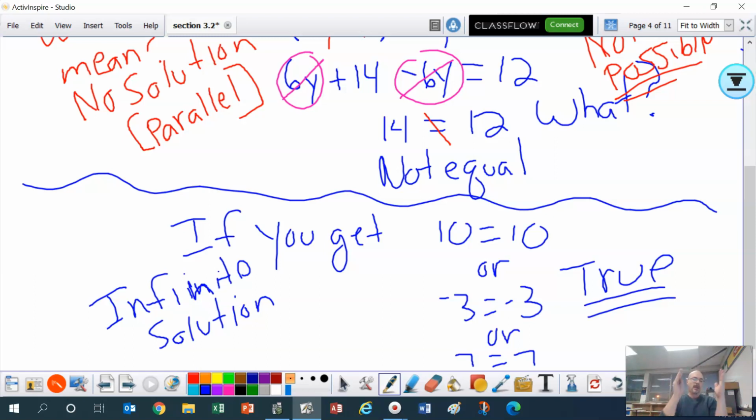That means the two lines are on top of each other. Basically they're the same line. Infinite solutions, because every point is true for both equations, because basically they're the same line, they're the same equation.